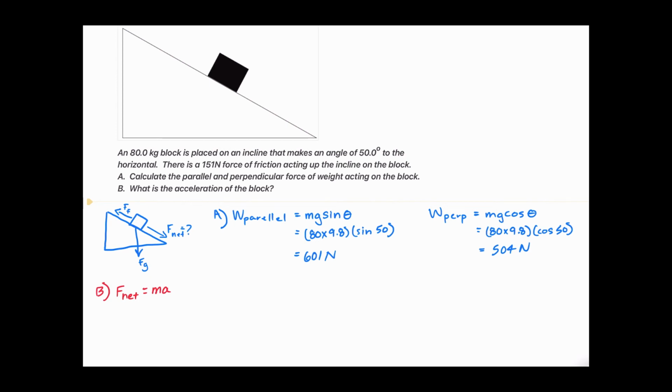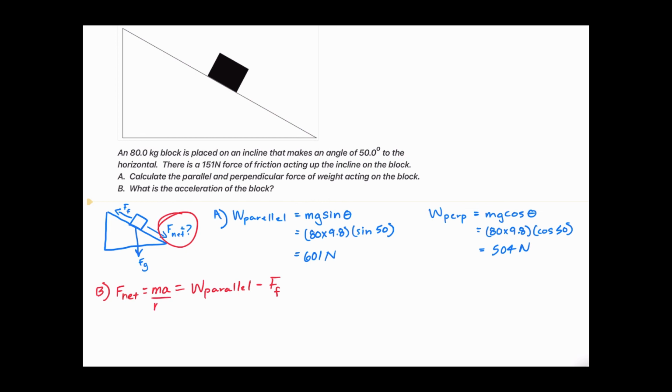There's no way they're going to make us do a problem like this without working on forces, because that's already what we have on our free body diagram. So we know that our net force, or the total forces acting on our object, is equal to ma. So what is ma equal to in this case? It's going to be this parallel weight minus that force of friction, and that's going to give us whatever's going on right here.